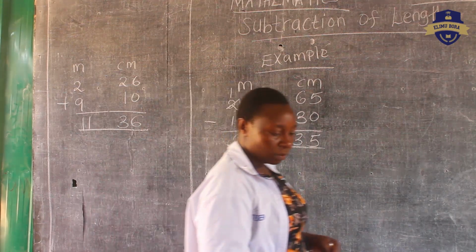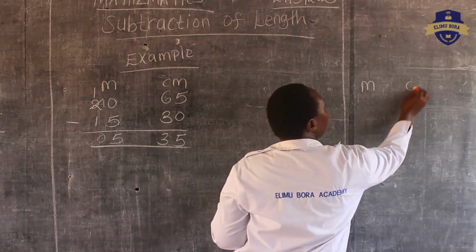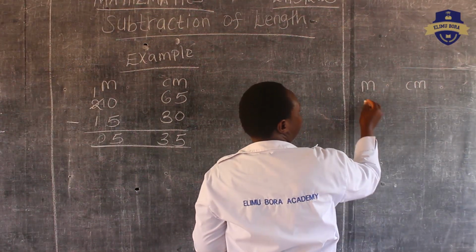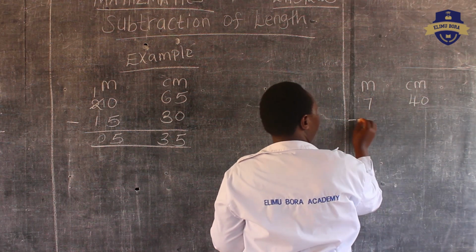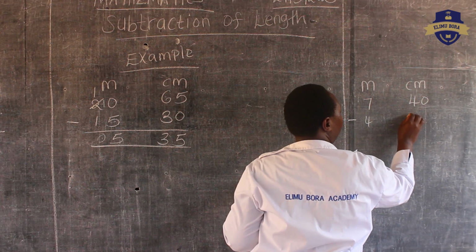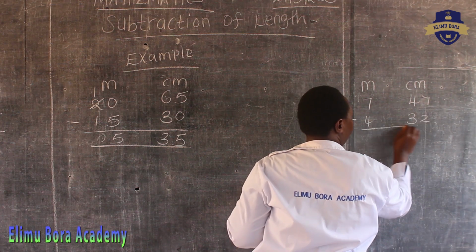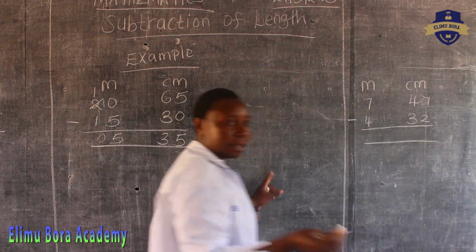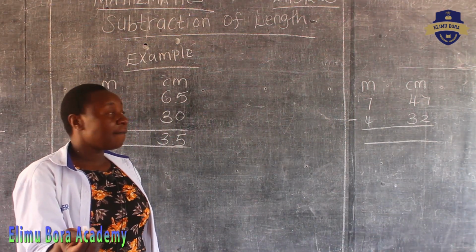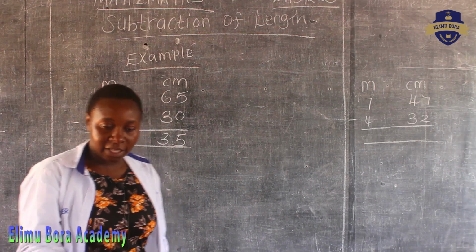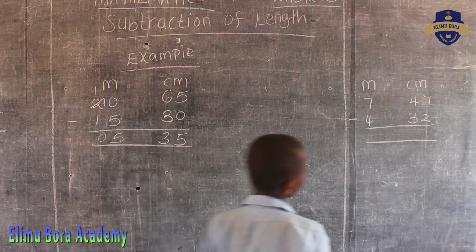So I want one boy to come and do for us this one here, having meters here and centimeters. Abdullah, come and try this one out. You are having 7 meters and 47 centimeters. You take away 4 meters and 35 centimeters.